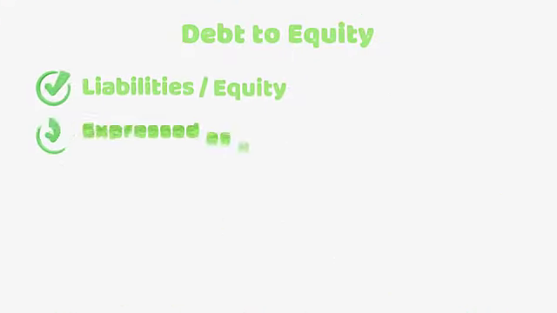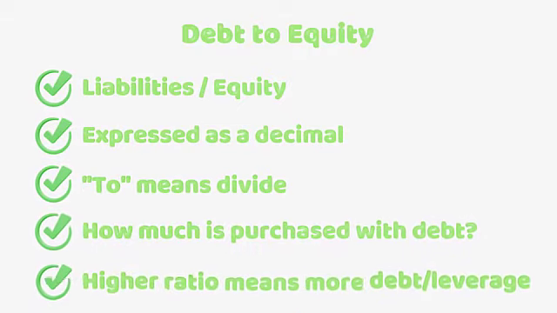Now let's review. Debt to equity is calculated as total liabilities divided by total equity. It is always expressed as a decimal. The "to" in the name means to divide. Debt to equity shows how much of the assets are purchased using debt, and a higher ratio shows more leverage, which is higher risk.